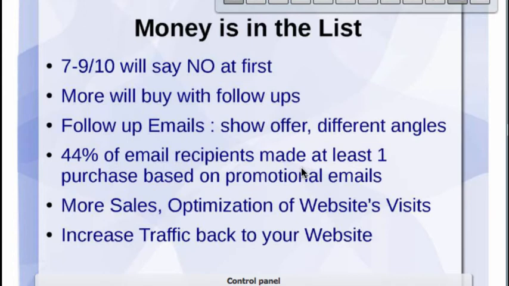So money is in the list. I'm going back to this: money is in the list. It's really important because the stats are as follows. 7 to 9 out of 10 people will say no to your offer at first. Okay? 7 to 9 out of 10 will say no at first. But it doesn't mean it's no forever. That's why it's so important to capture your prospect's email, because you will be able to follow up with them.